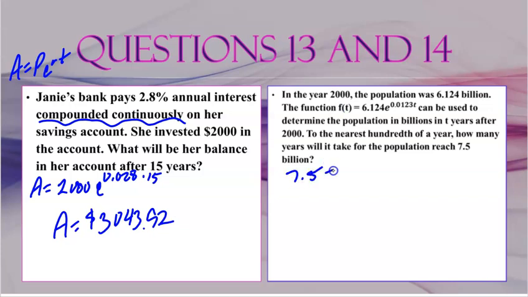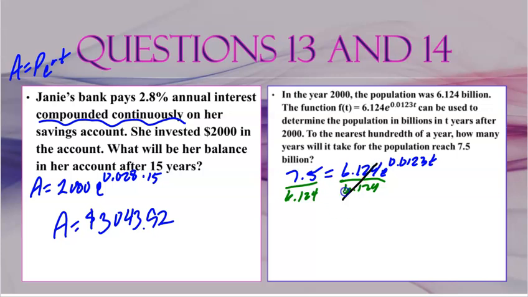So 7.5 equals 6.124 times e raised to the 0.0123 t. Now to get that exponent down, we need to get the exponential by itself. So we're going to divide this by 6.124. We're going to do this on both sides. And I'm going to wait to the very end to put this on my calculator.